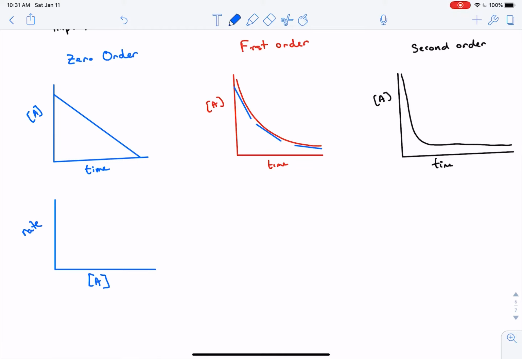So let me ask you this. On 0 order, does my slope change anywhere on my concentration versus time? No. So my rate should look like what? Straight line across, horizontal line. So here, it is a horizontal line here. Okay.